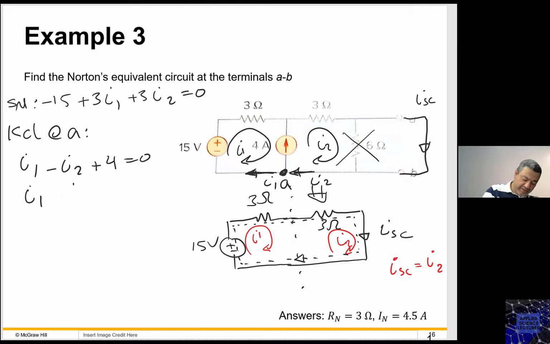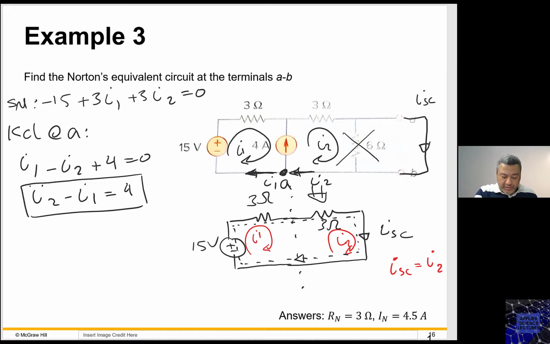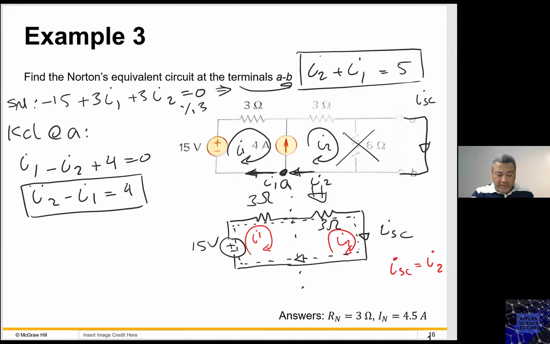Right? So I1 minus I2 is minus 4. I would like always to write it positive, so in this case, I2 minus I1 equals 4. And here, what do I have? I have 3I2 plus I1, divided by 3. What do you have here? You have I2 plus I1 equals 5. Right?